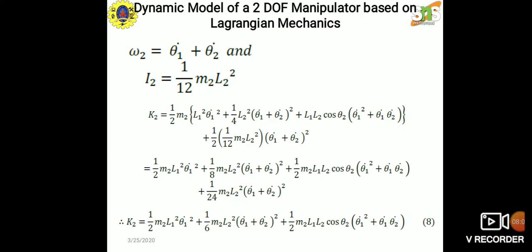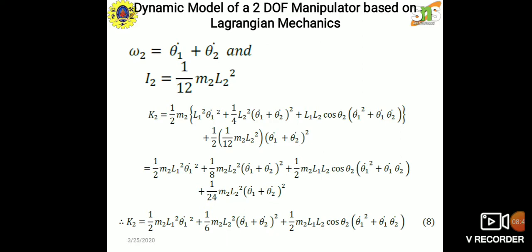For link 1 we have K1 equal to 1 by 6 M1 L1 square theta 1 dot square. For link 2, K2 equal to 1 by 2 M2 L1 square theta 1 dot square plus 1 by 6 M2 L2 square multiplied with (theta 1 dot plus theta 2 dot) the whole square plus 1 by 2 M2 L1 L2 cos theta 2 multiplied with (theta 1 dot square plus theta 1 dot theta 2 dot).